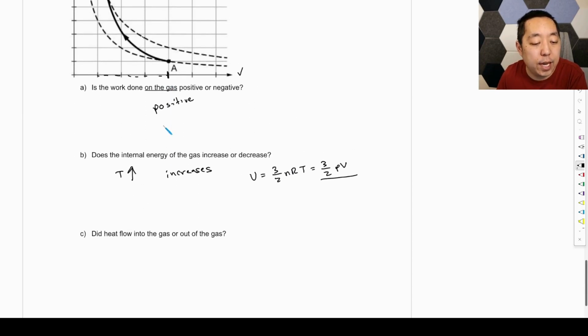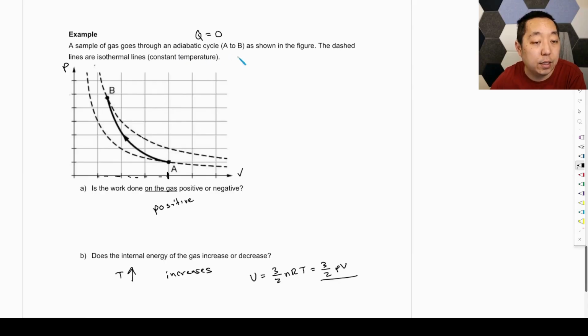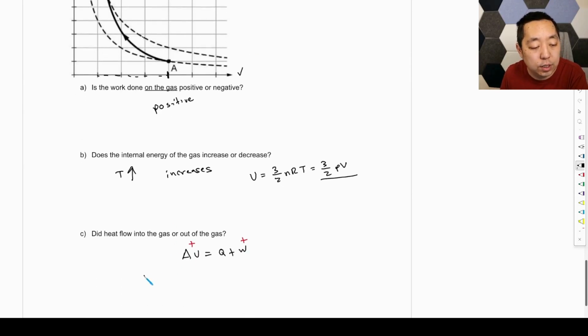Does heat flow into the gas or out of the gas? Well, let's look at this. This is Q plus W. We know that this is positive, right? And we know the work is positive, so it's a little bit unclear based on the graph, but we do know that because it's adiabatic, the Q is 0. So neither. Q equals 0 for adiabatic.